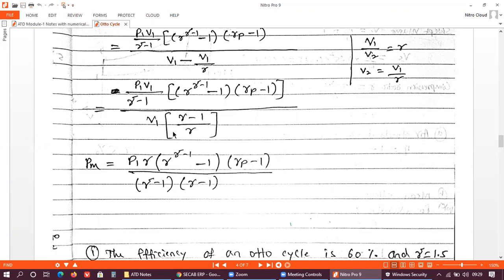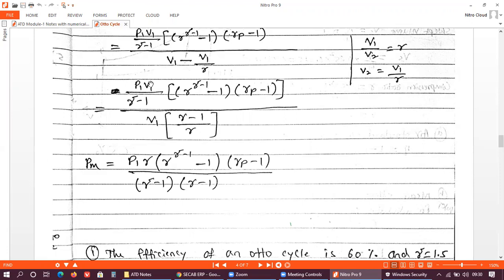Here you will get v1 into bracket r minus 1 by r. Okay, so this part. Now coming to this final expression. This PM is given by PM is equal to P1 R. I am taking this R on the top side, so this will become P1 R, and r raised to gamma minus 1 into rp minus 1 divided by gamma minus 1 into r minus 1.